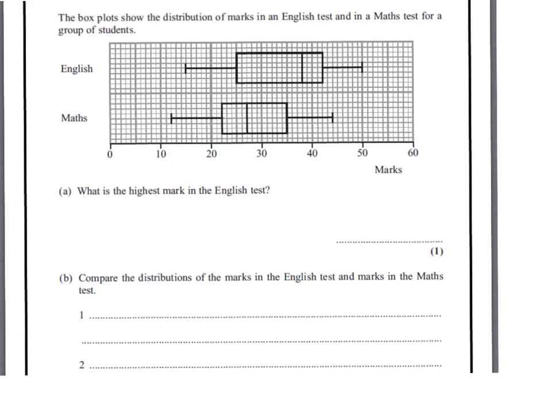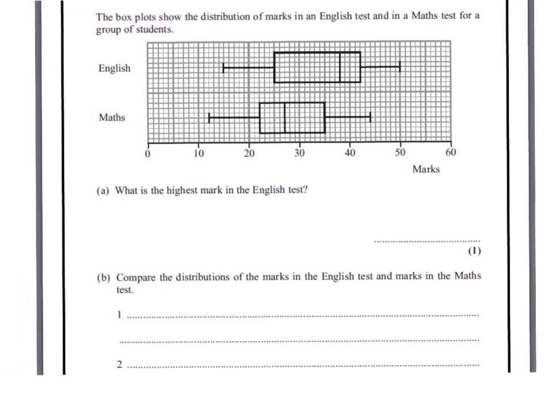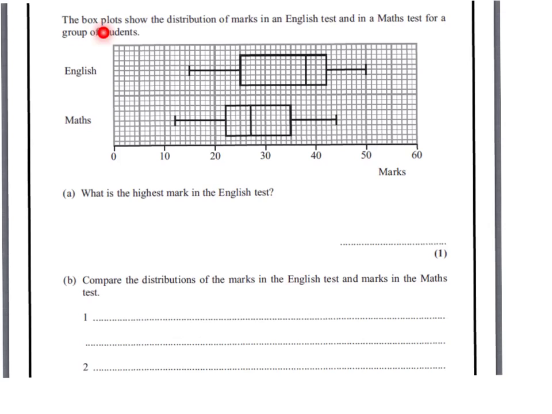Okay, a box plot question here. The box plot shows the distribution of marks in an English test and a maths test for a group of students. What was the highest mark in English? So if we come across to the highest mark in English, it lines up with 50. So a straightforward 1 mark for 50.